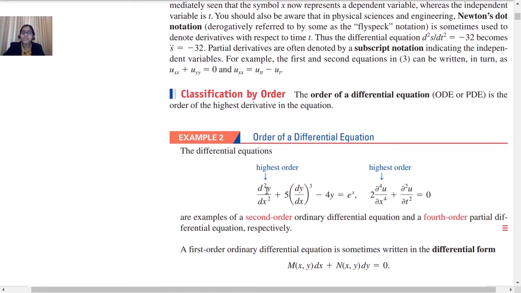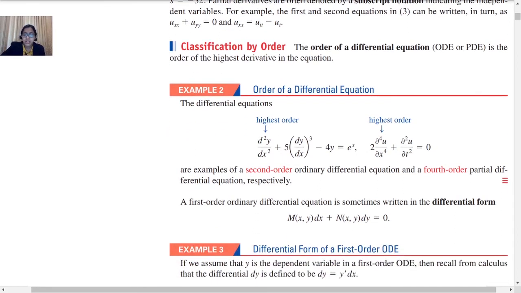Here we have d square y, that is, the second derivative is present, and the first derivative has been taken to the power 3. Okay, so the second derivative is there, so the order of this differential equation is 2. And what will be the order of this PDE? It will be 4. Okay, so I hope the order is clear. That is, the order of the highest derivative will give us the order of the differential equation.